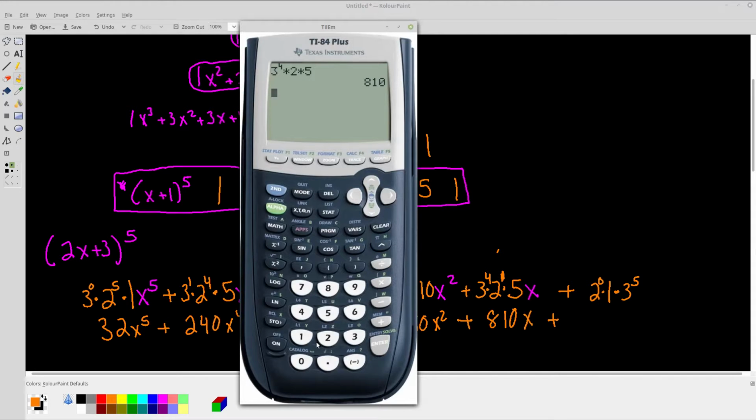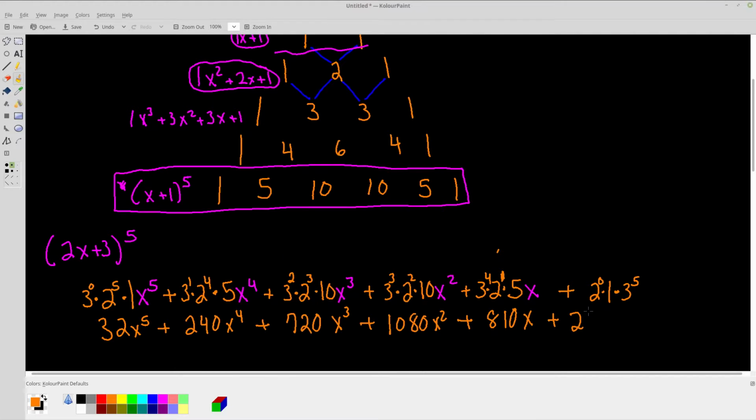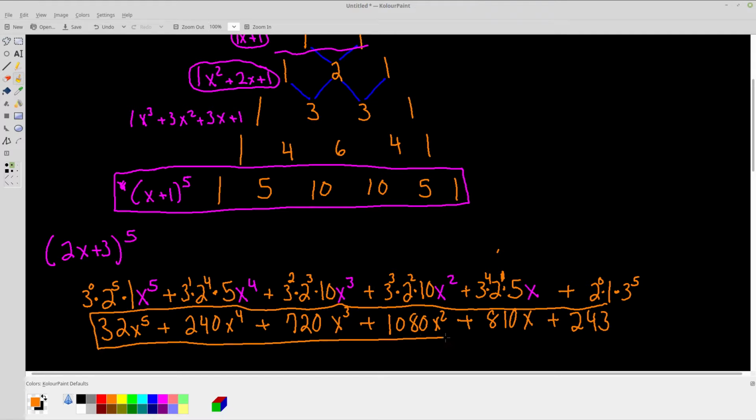We've got 2 to the 0, which is 1, times 1 times 3 raised to the 5th. Enter. We get 243. And finally, this is our answer for that binomial expansion of 2x plus 3 raised to the 5th power.